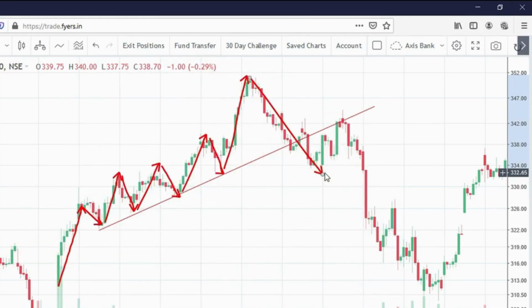This pullback breaks through the trendline support, and price makes a new low below the previous support line. Many buyers are still holding their positions, expecting another upward move. This is the head of the pattern.